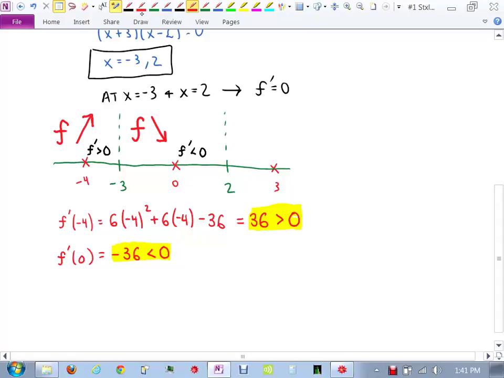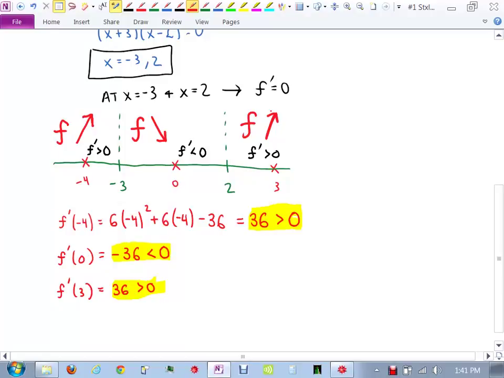And then let's plug in 3 into the derivative. It comes out to be positive? What's the number? 36 again? It's positive, and therefore, if my derivative is positive, then my function is going up over here. So this function goes up, then it comes down, and then it goes back up.